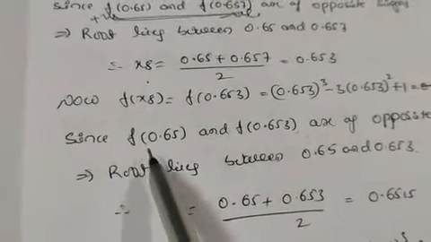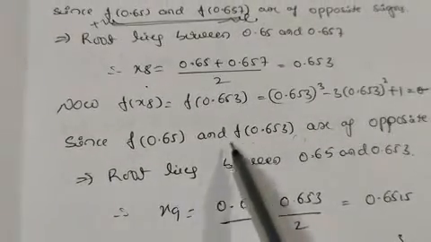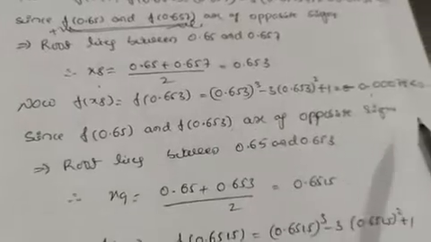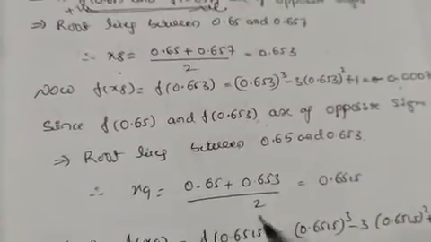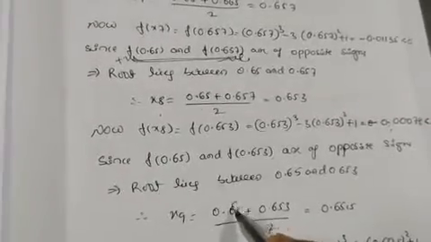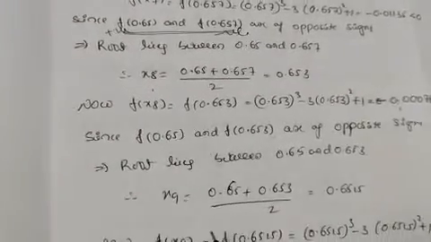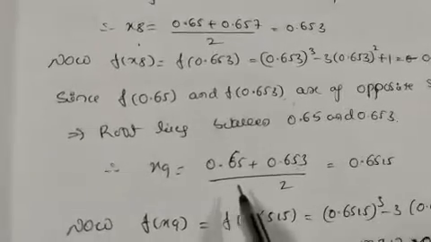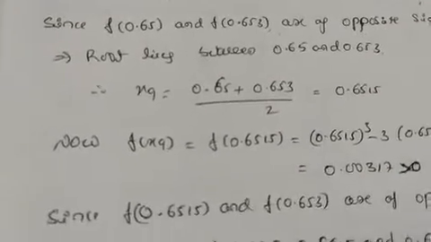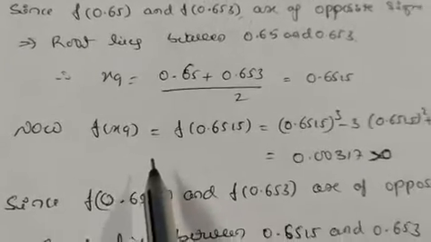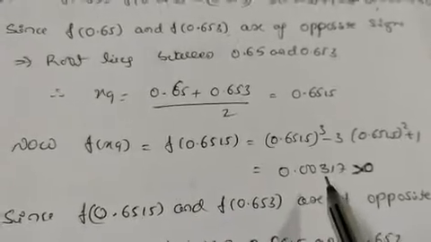So f of 0.65 and f of 0.653 are of opposite sign. Therefore the root lies between these two values. So divide this interval once again. Take the next approximation, x9 equals 0.65 plus 0.653 divided by 2, which equals 0.6515. So now find f of x9, and this value is again positive.